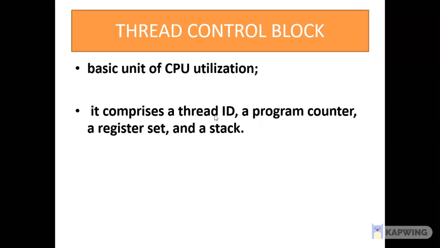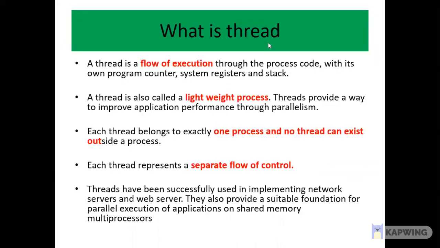Process and thread. Now, what is a thread? A thread is a flow of execution through the process code with its own program counter, system registers, and stack. So each and every thread will have its own memory, then program counter and register set. T1 and T2 can also share memory, but each thread will have its own memory also. Sharing is possible in threads, which is not possible between processes.